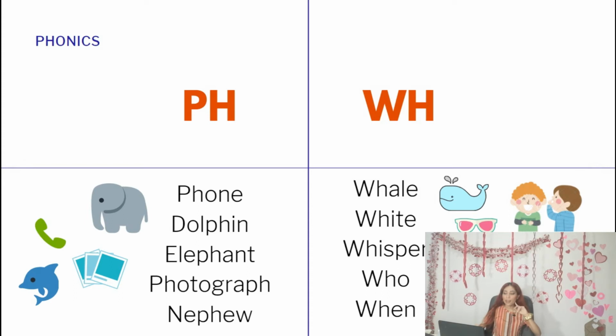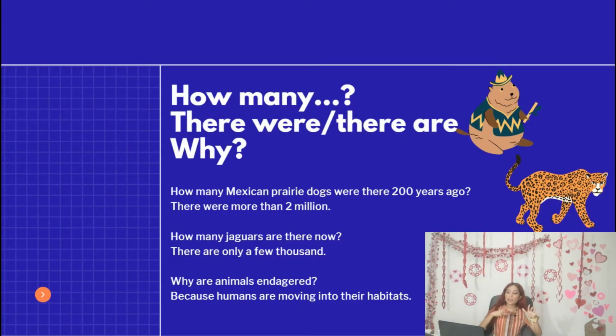Now, we have how many, there were, there are, and why. So remember that how many and why are used to make questions, and you can answer with there were and there are, depending on if we are talking about present or past. And you always need to be careful with this, so you need to read the question carefully so you know if it's talking in present or in past. It's really important to know this every time.